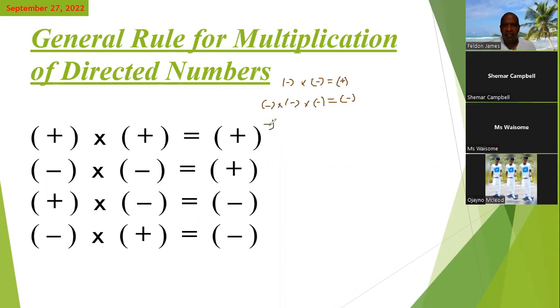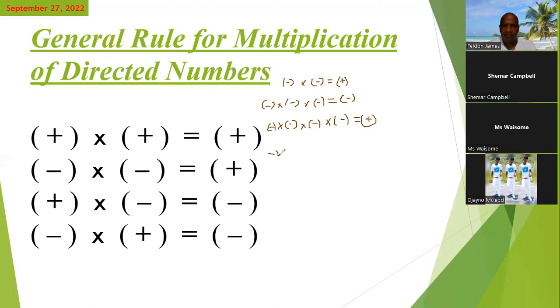Suppose we have now negative times negative times negative times negative. What is the answer, the sign of the answer here? Positive. All right.